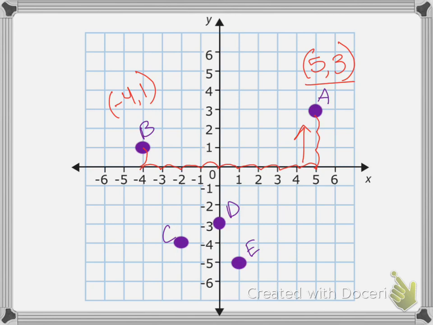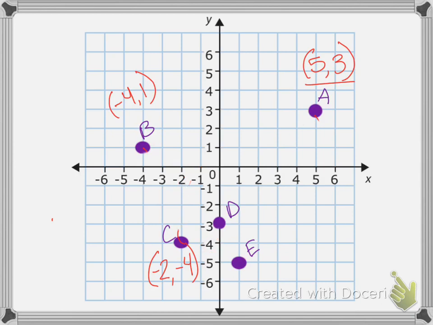All right. Let's go ahead and look at C. So to get to C, I have to start at 0. And from 0, I need to move to the left 1, 2 places. I need to move down 1, 2, 3, 4. So my ordered pair is going to be (-2, -4).